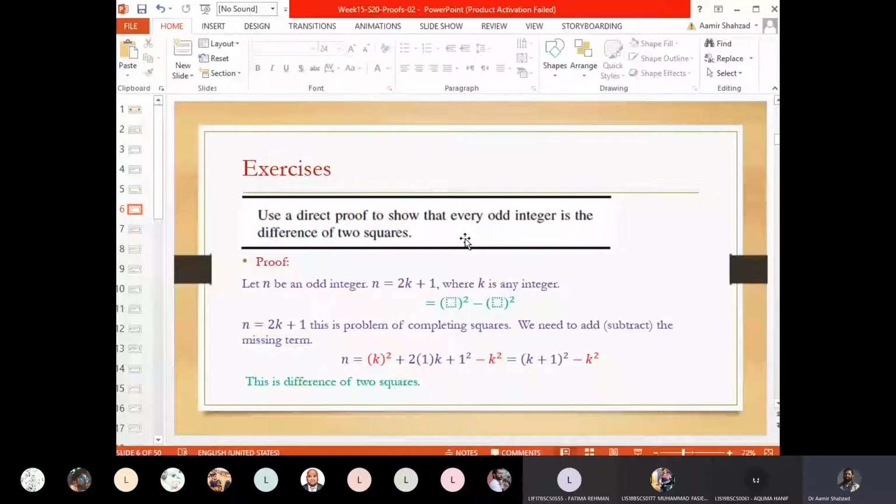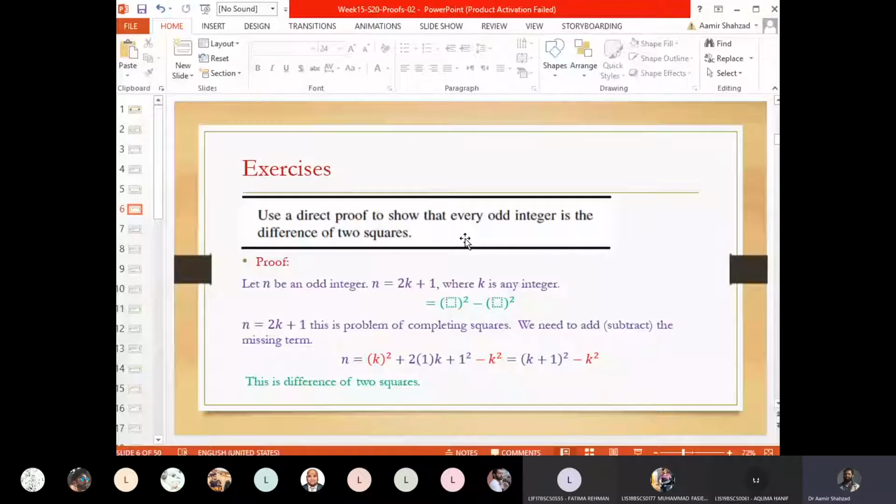किसी नंबर के स्क्वायर होते हैं, जैसे 0 is square of 0, 1 is square of 1, 4 is square of 2, 9 is square of 3, 16 is square of 4, 25 is square of 5, and so on. So ये हमारे पास perfect squares हैं. Claim is कि whenever we have an odd integer, this is going to be difference of two perfect squares. जब भी हमारे पास एक odd integer है, इसको हम express कर सकते हैं difference of two square numbers के साथ.